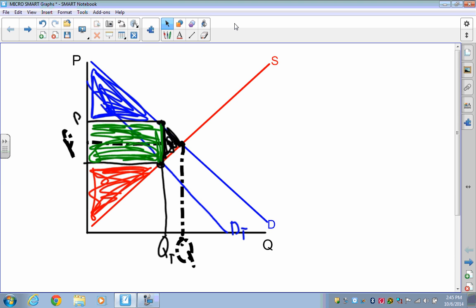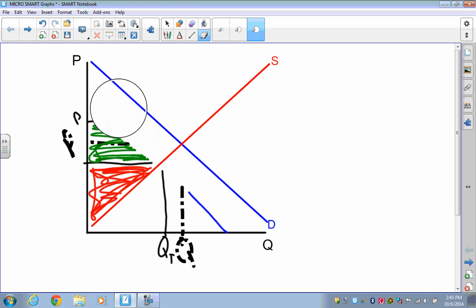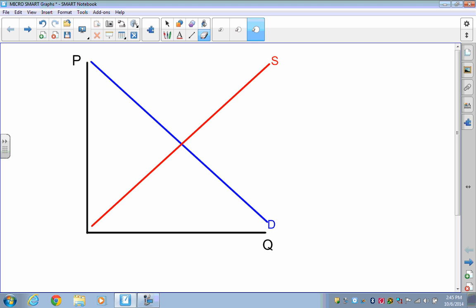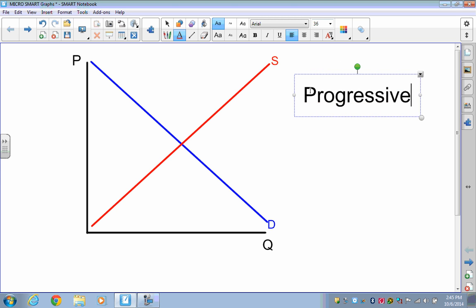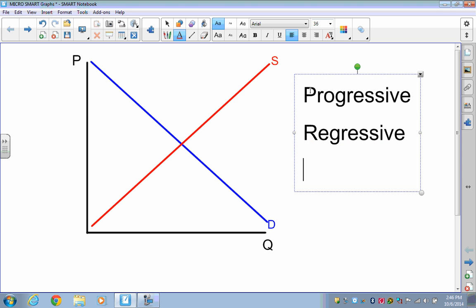Now, one other thing that we can focus on right here is our different types of taxes. All right. There are three different types of taxes you need to know. There's progressive taxes, regressive taxes, and a flat tax. Also, it's proportional. And what did I say? Proportional.